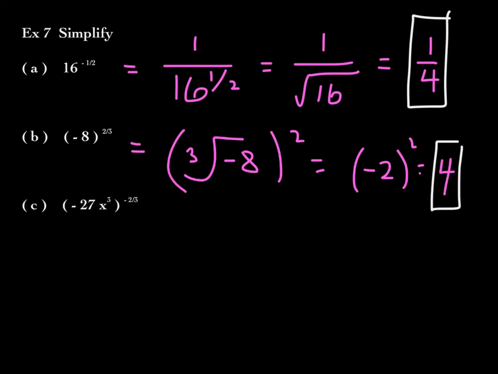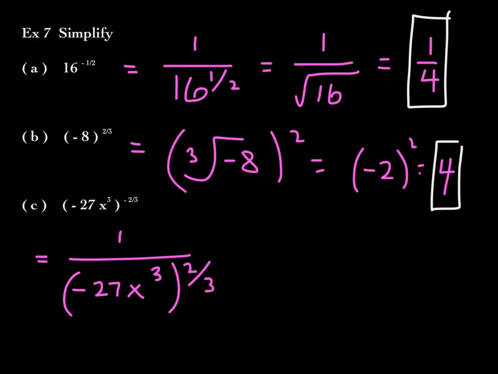Now here's a good one. Negative 27 x cubed, all raised to the power of negative 2/3. Now, the first thing I suggest you to do is to take care of that negative in the exponent, right? So in other words, reciprocate this right away. So it becomes 1 over, and then you got negative 27 x cubed. Now, let me fix that exponent there. It's a little sloppy. Negative 27 x cubed. Now all of that raised to the power of positive 2/3.